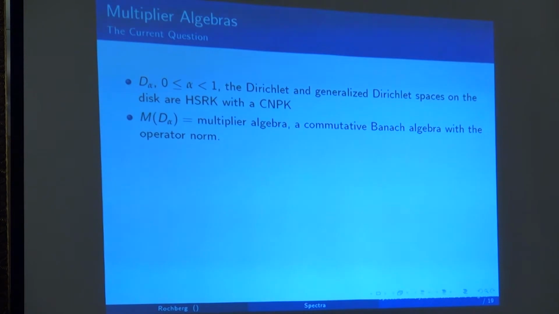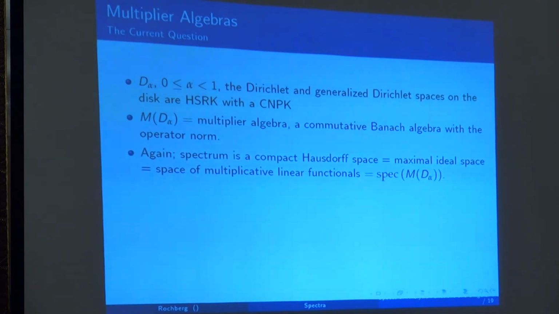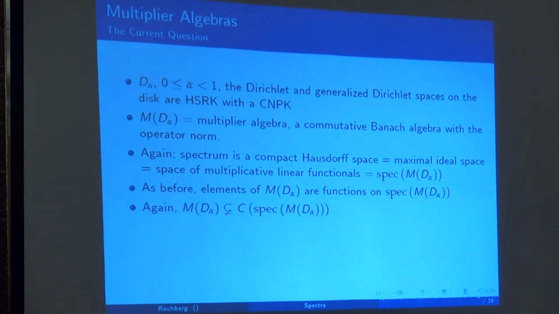They each have a multiplier algebra. The multiplier algebra is a commutative Banach algebra. So we can start down this path. The spectrum is a compact Hausdorff space, also called the maximal ideal space, and that's the thing we want to study. And as before, all the elements in the multiplier algebra are functions on that space. So the multiplier algebra is some sort of set of functions on that compact Hausdorff space. Again, it is contained in, but not equal to, the set of all continuous functions on that compact Hausdorff space.